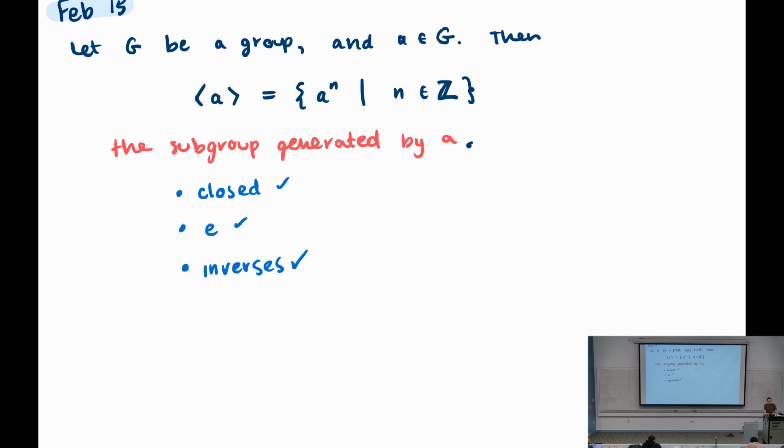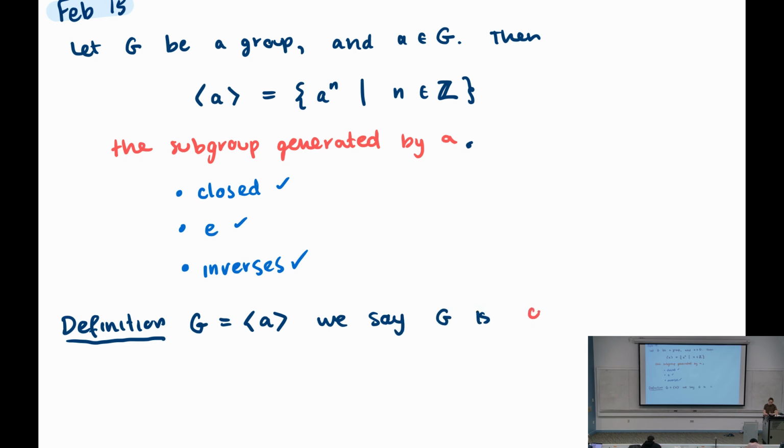So if we actually have that our group G is equal to the subgroup generated by A, then we say that the group G is cyclic, and the element A is called a generator.